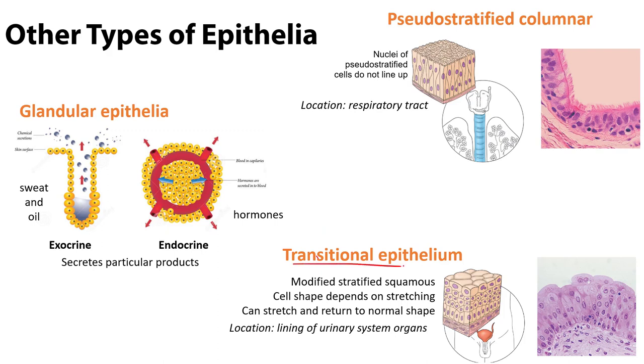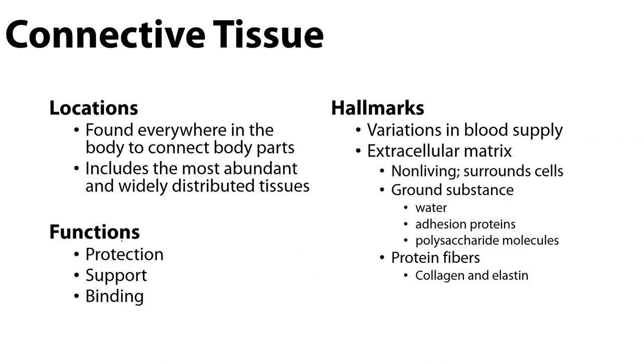Then lastly, we have transitional epithelium cells. Transitional epithelium cells are cells that have some kind of modification such that the cells themselves can swell. They can change shape and stretch. And so these are the kinds of cells we find in our urinary system, so our bladder can get bigger. We find these in our lungs, so our lungs can get bigger, etc. All right, so that's epithelium tissue.